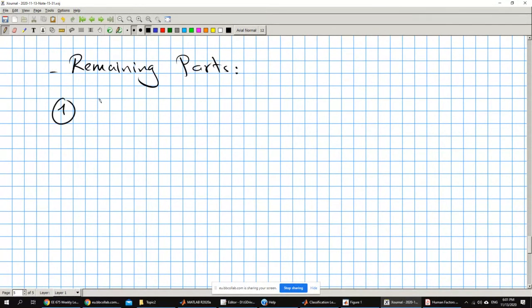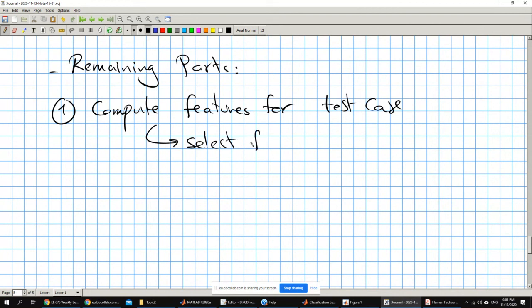We have to actually compute the features for the test cases. It's basically going to be exactly the same way we did it for the training case, no difference at all. We're going to compute the features and also select the same ones selected by the training.